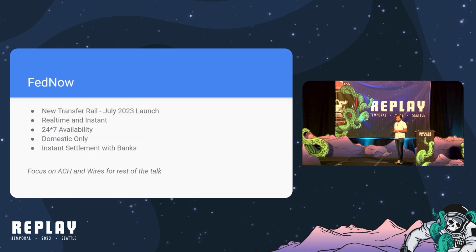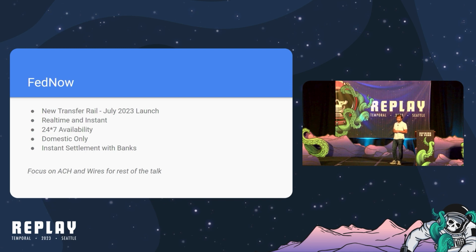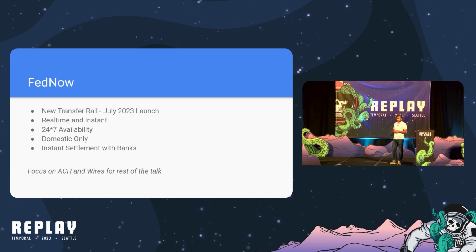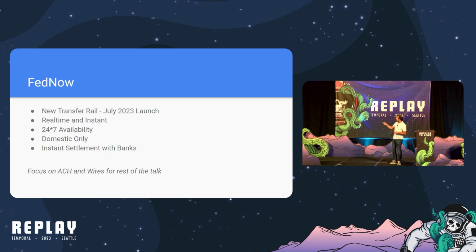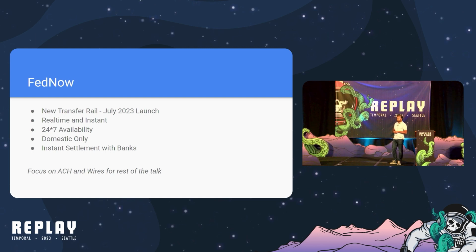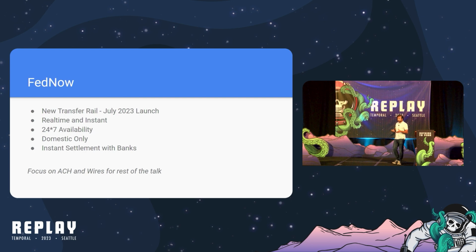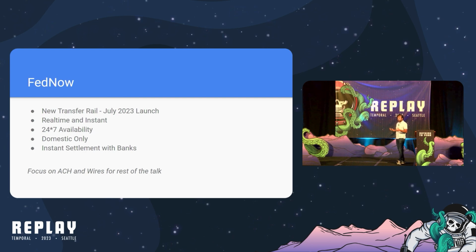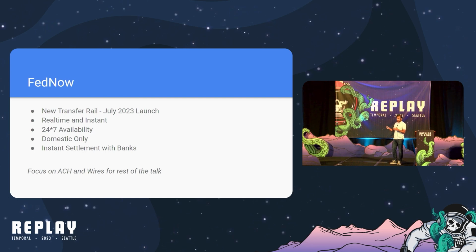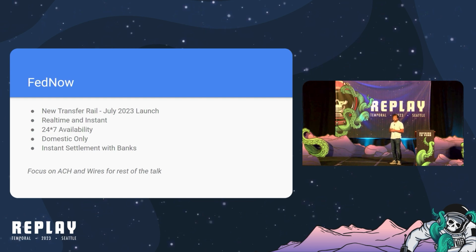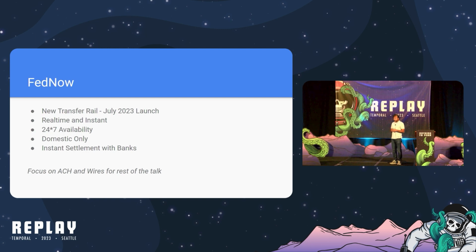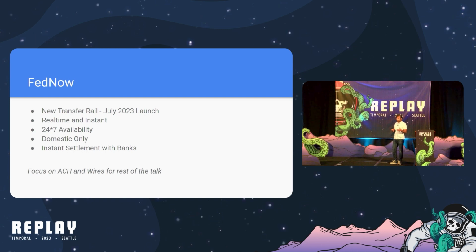And the next one is FedNow. FedNow is relatively new. It was launched in July 2023, and it's real-time, instant. Not a lot of banks are using it right now, because it's still in a nascent phase, and every bank is going towards this rail to support instant money movement.